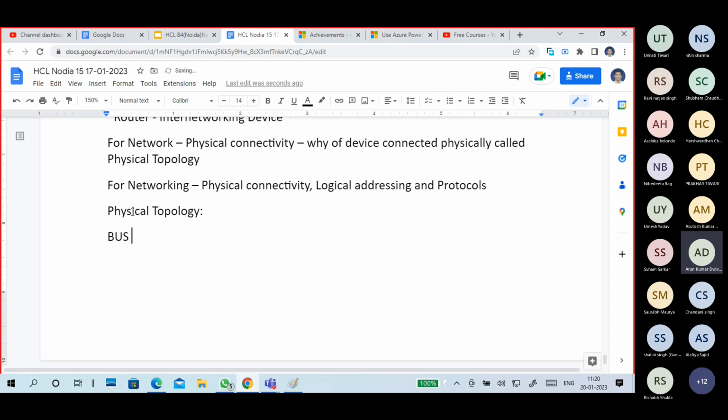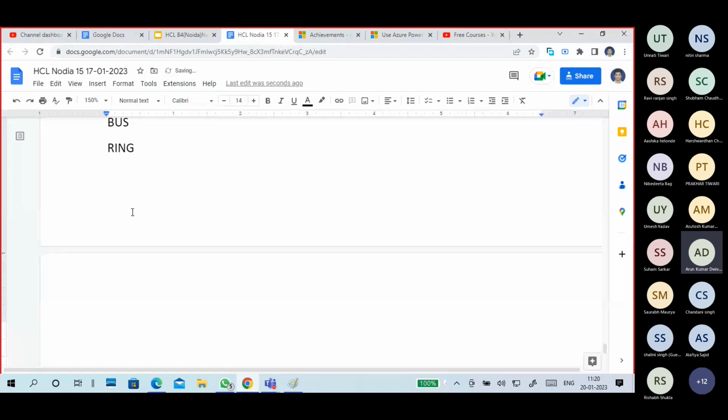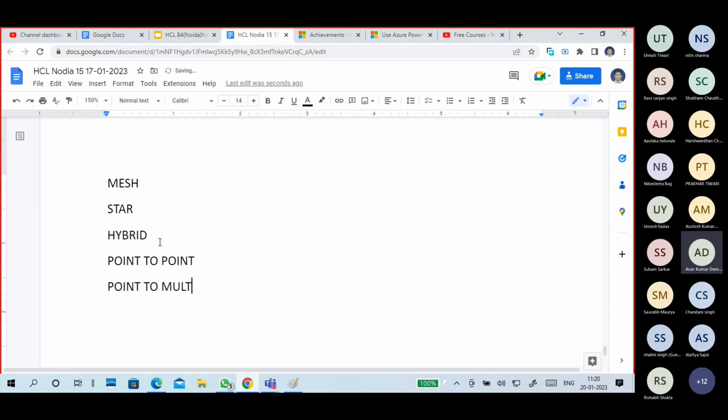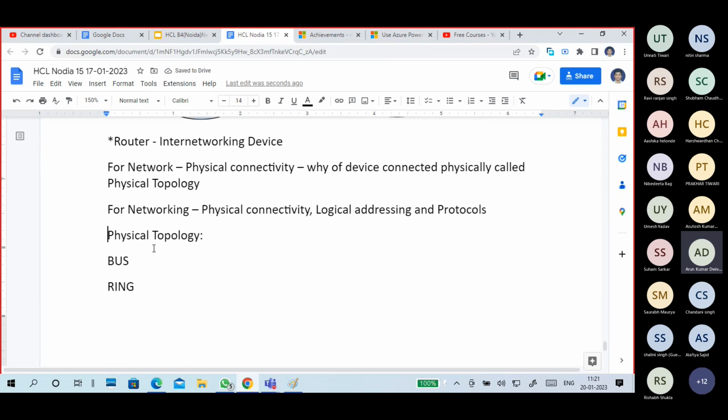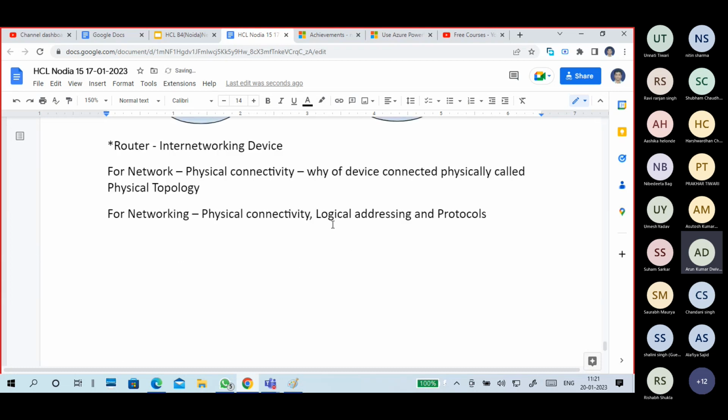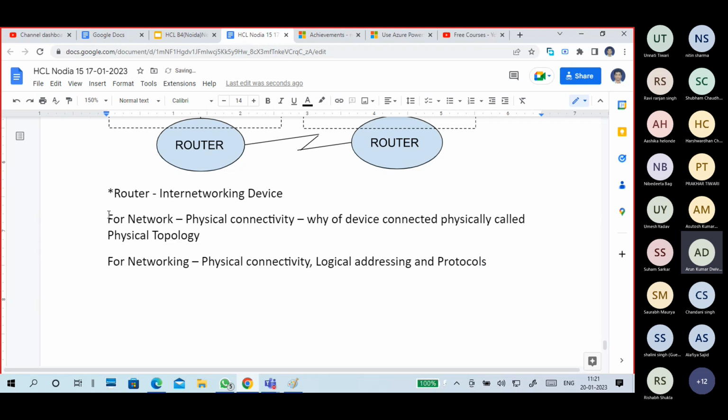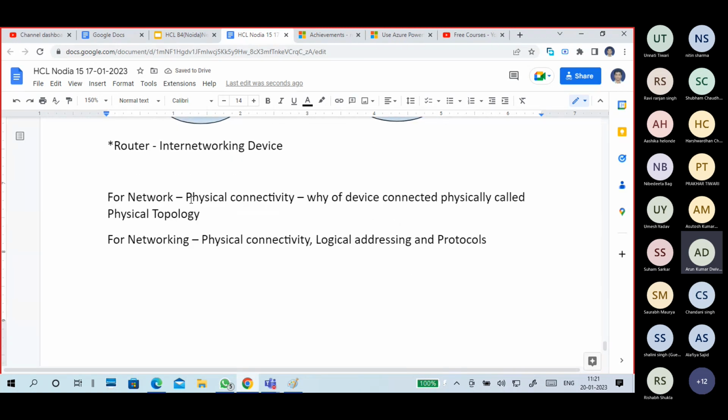Bus topology, ring topology, mesh topology, star topology, hybrid topology, point-to-point topology, point-to-multipoint topology, and tree topology. Recently, tree topology has also come. So this is the point. Logical addressing means IP addresses. Protocols are protocols only.